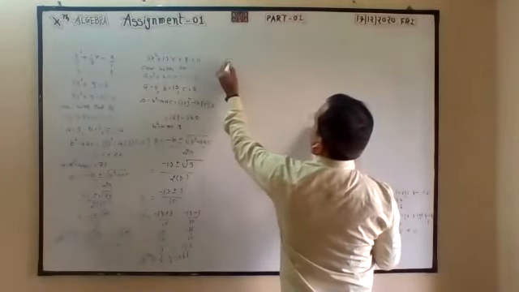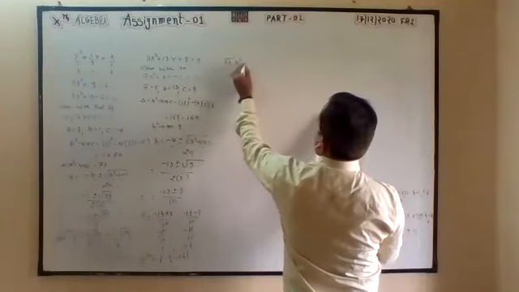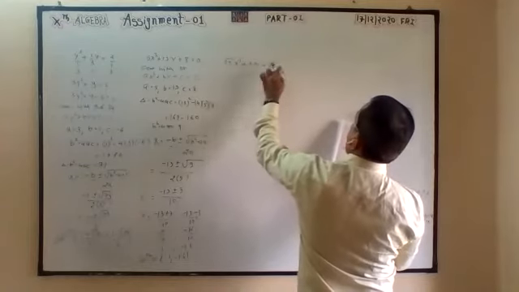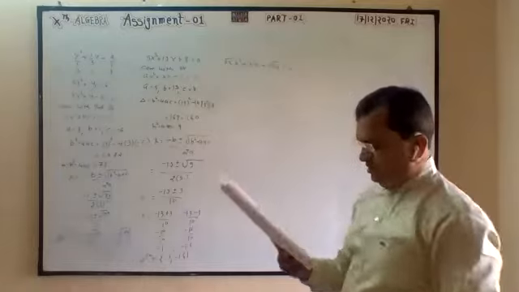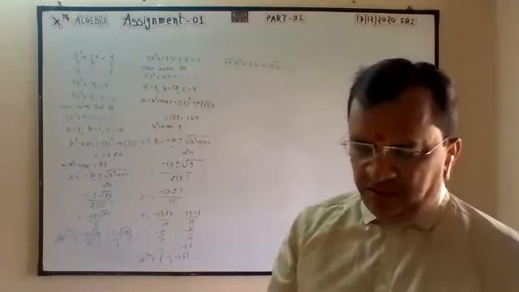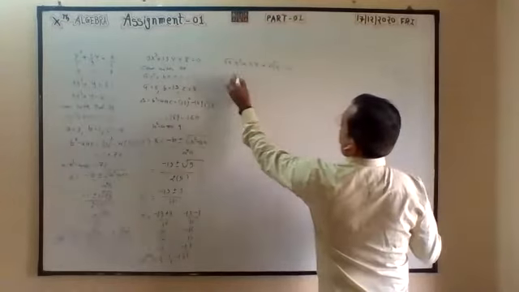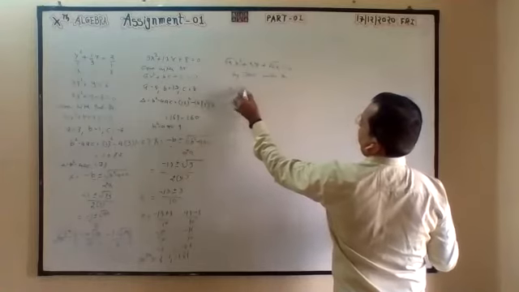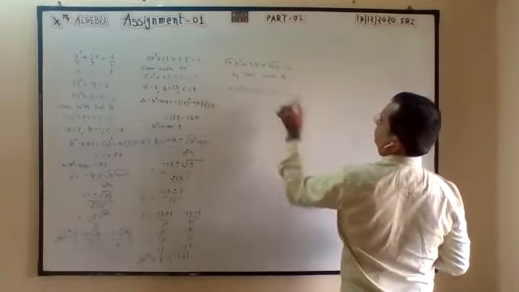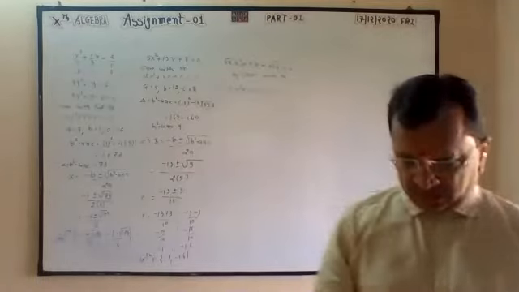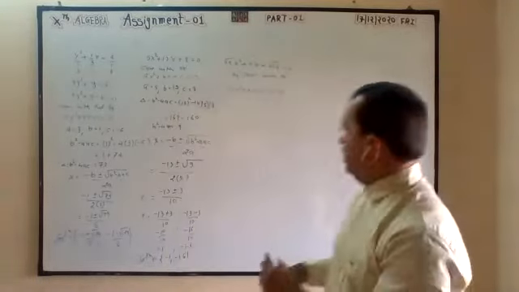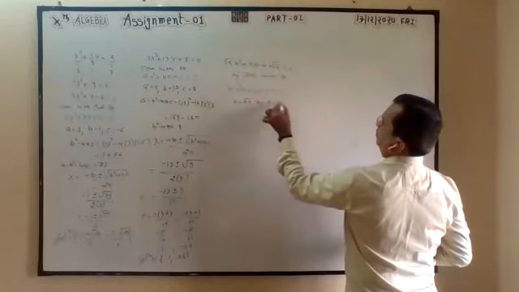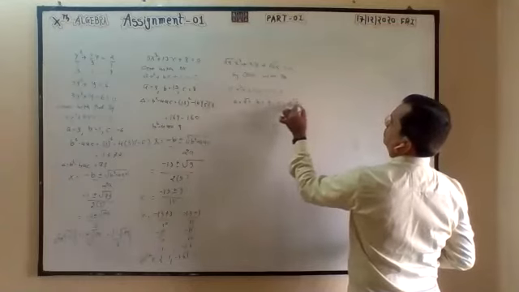One I am taking: root 2 x square plus 4x plus 2 root 2. Find the discriminant value by comparing with the equation ax square plus bx plus c is equal to 0. So a will be root 2, b is equal to 4, c is equal to 2 root 2.